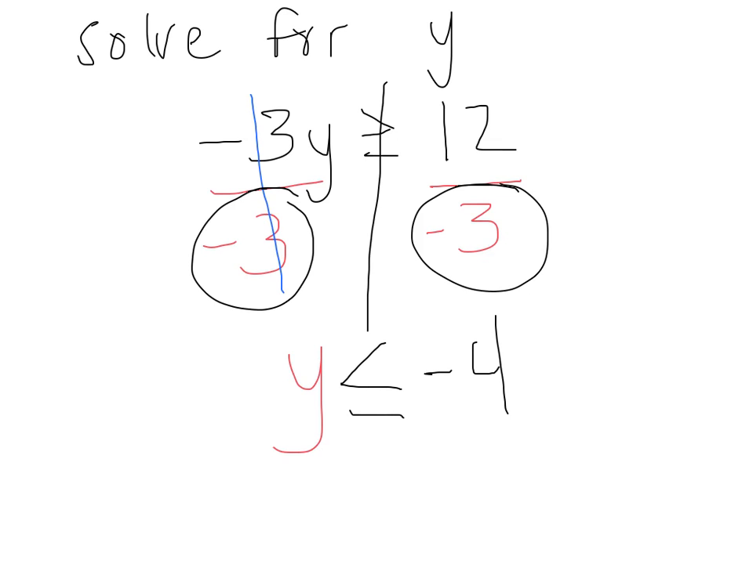Now another difference with inequalities is that this means that any number that is less than negative 4 will make this inequality true. Unlike an equation where you can only have one answer, inequalities can have many answers. So for this, an answer could be negative 5, negative 6, negative 7, because the y just has to be less than or equal to negative 4. It could even be negative 4. And so that is very key in knowing how to solve an inequality: when you multiply or divide by a negative, you have to flip the symbol, and there can be many answers to solving an inequality.